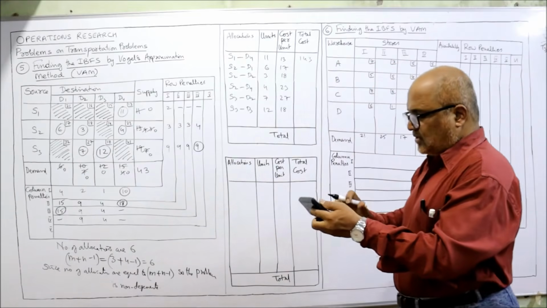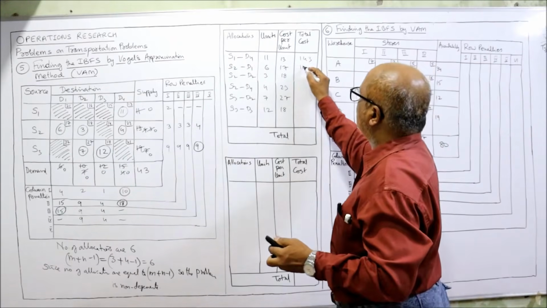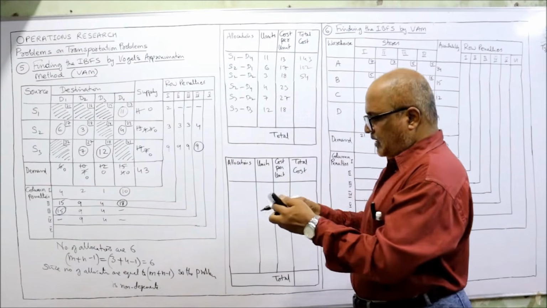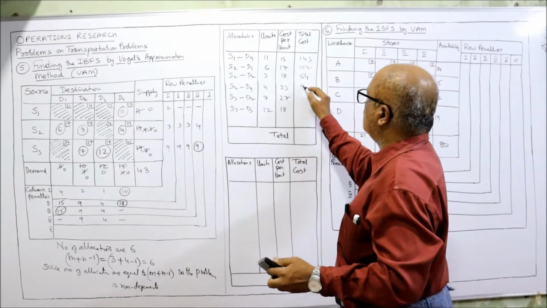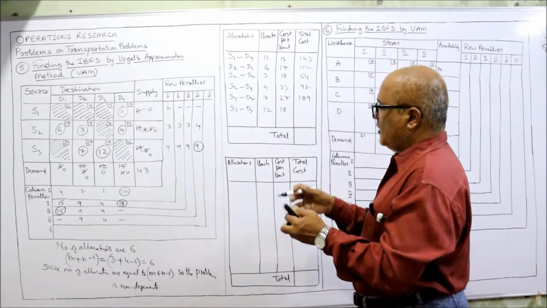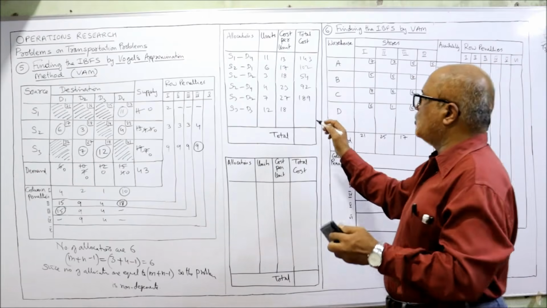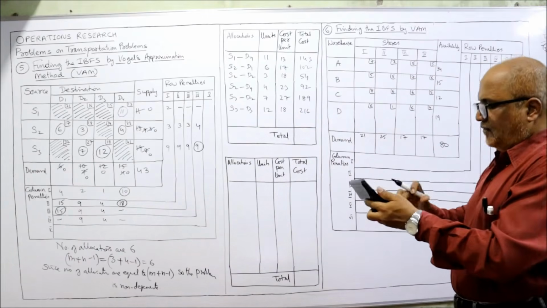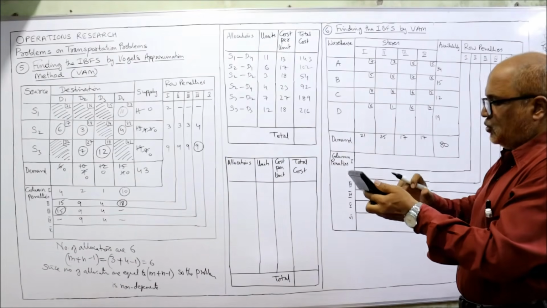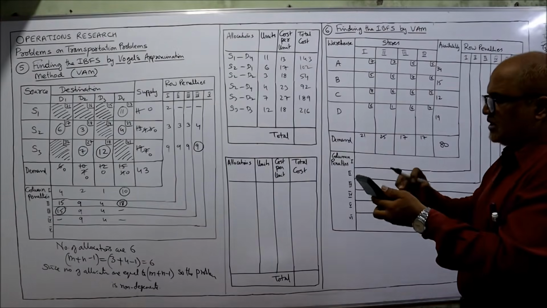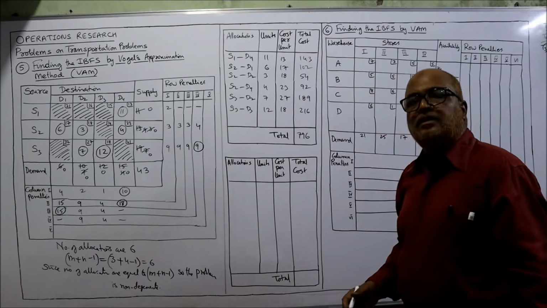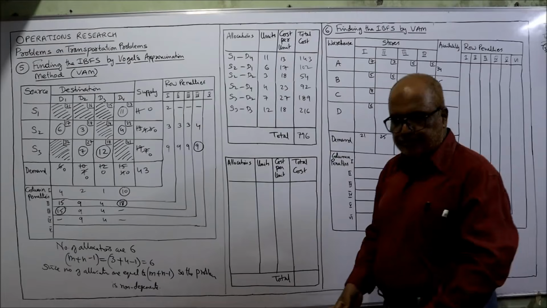6 into 17 is equal to 102. 3 into 18, 54. 23 into 4, it comes to 92. 27 into 7, you will get 189. 12 into 18, you will get 216. Now we add up 143 plus 102 plus 54 plus 92 plus 189 plus 216. It comes to 796. That's all. This is the end of problem number 5.